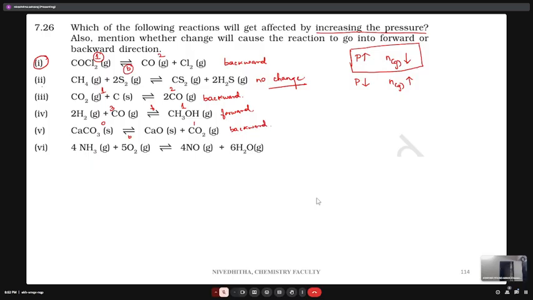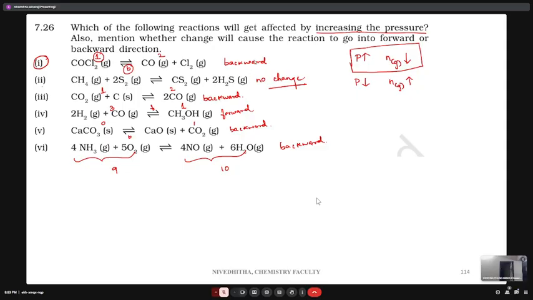And in sixth reaction, backward, ma'am. Yes, backward, because left side we have 9 moles of gaseous species, and right side we have 10 moles. So backward reaction will occur to reduce the gaseous number of species. That's it.